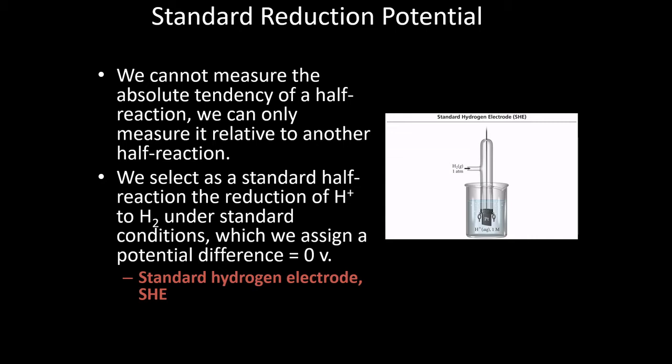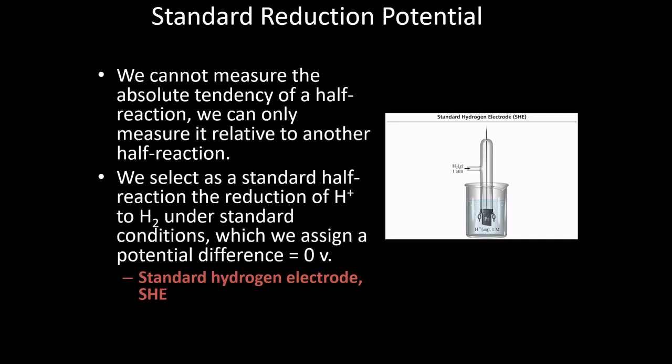There's always a comparison there. There's something that you're comparing against. And it's the same thing here with half reactions. You can't talk about the absolute tendency for a half reaction to occur. It is always in reference to something else. How likely is this reaction to occur relative to this other half reaction?